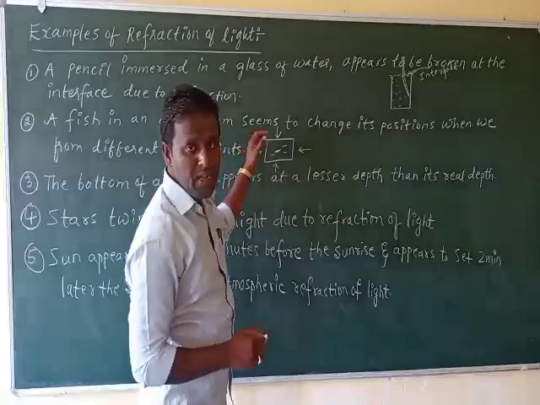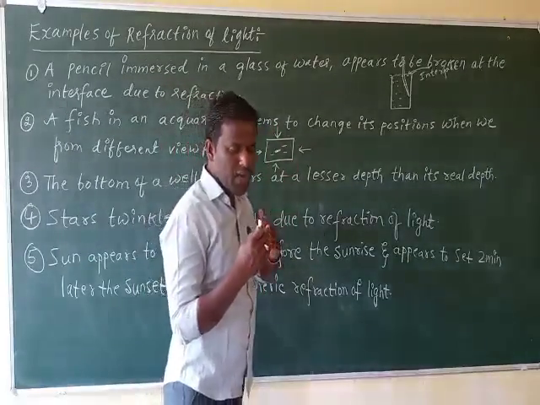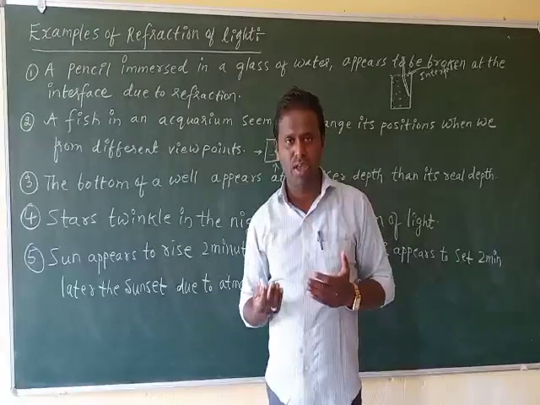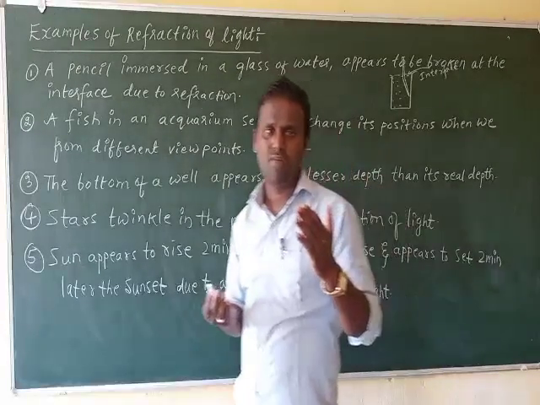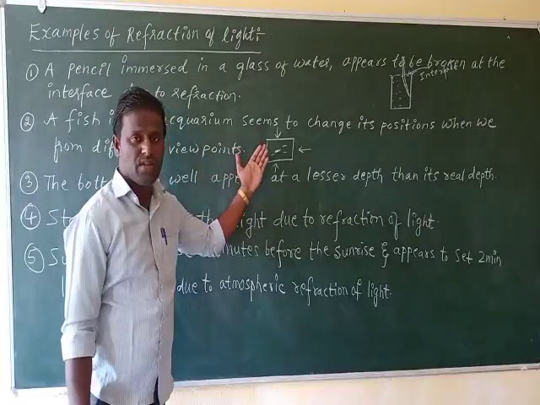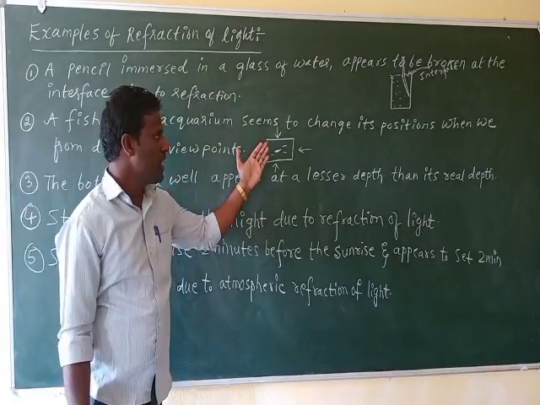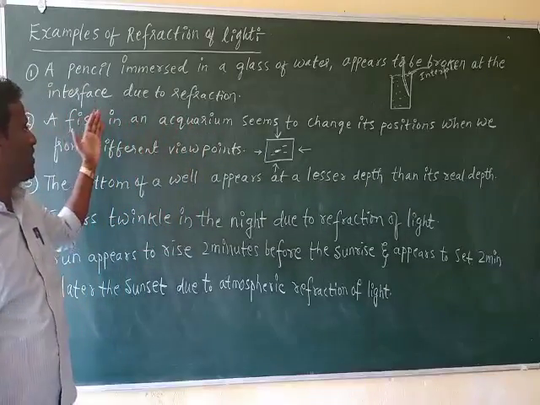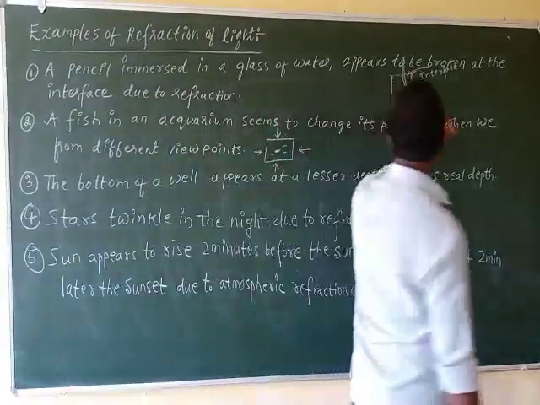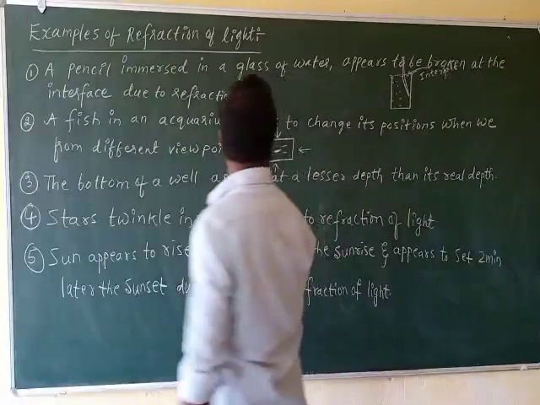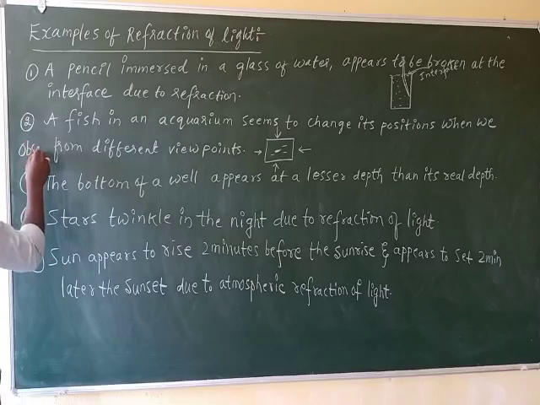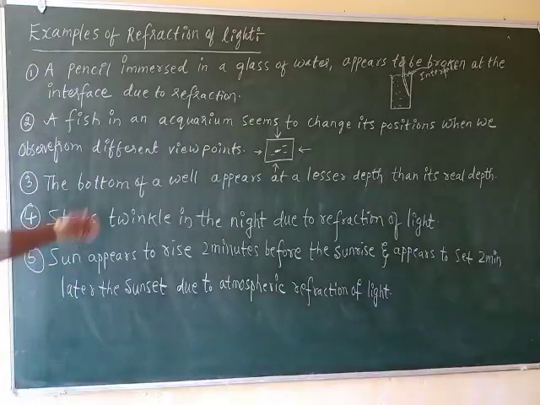Why is it happening? See, we are changing our direction of view, our direction of observing. So as you change the direction of observing, the light appears to have changed in its direction. So this is due to refraction of light. So a fish in an aquarium seems to change its position when we observe from different viewpoints.